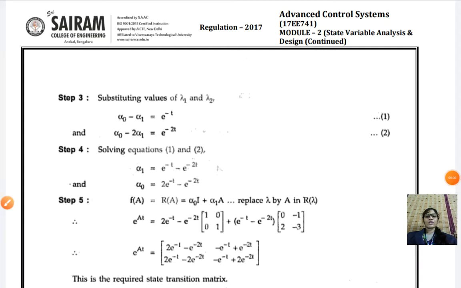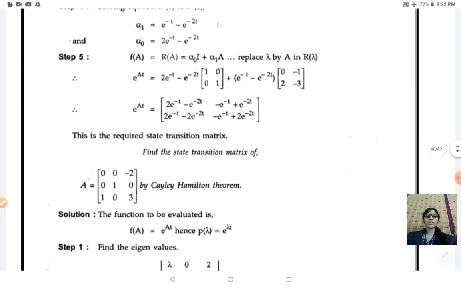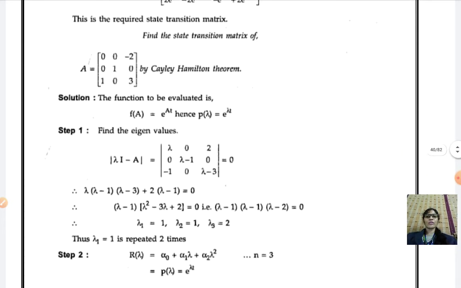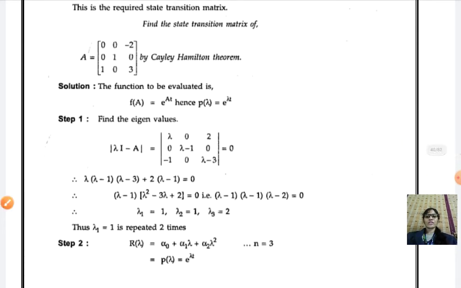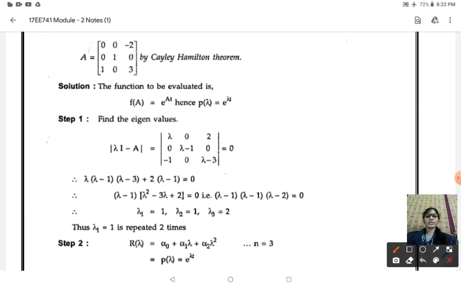Hi all. In the previous class, we have seen how to calculate the state transition matrix, or how to calculate any function by using the Cayley-Hamilton method. In this class, we will see one more problem, how to identify the state transition matrix by using the Cayley-Hamilton method. Now, find the state transition matrix for the given matrix A by using the Cayley-Hamilton method.